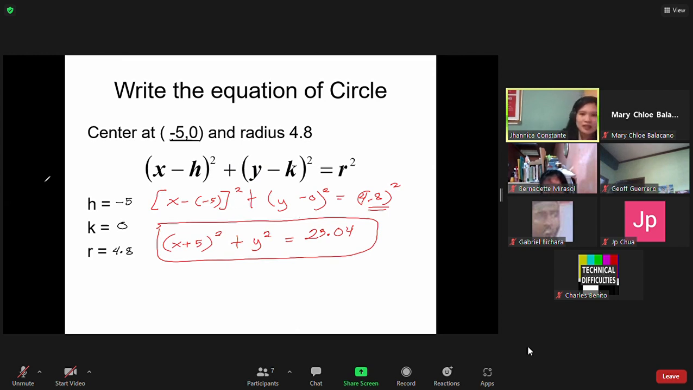Let's have another example in writing the equation of our circle. Okay, now with this example, can I clear the screen? Okay.